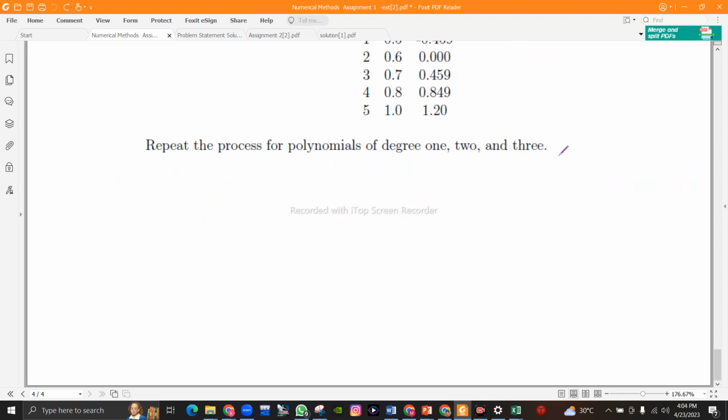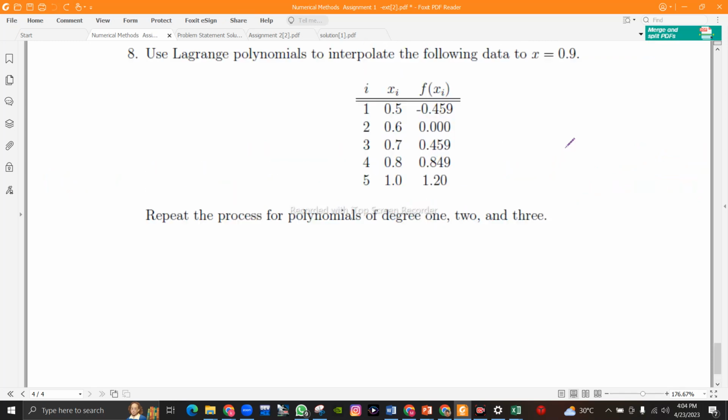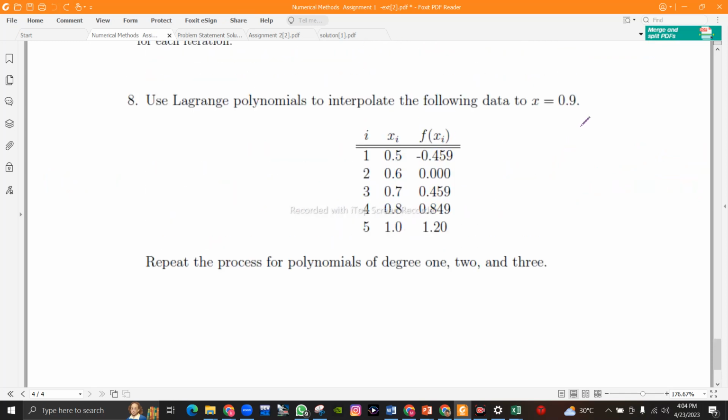For degree 1, that means it's just one equation. They are not having much equation. They are interpolating between two values. When you have degree 2, you are interpolating between three values. When you have degree 3, you are interpolating between four values. When you have degree 4, five values. This one was degree 4, that's why we are using five values to interpolate all these five values. So for degree 1 now, we need to interpolate between two values.